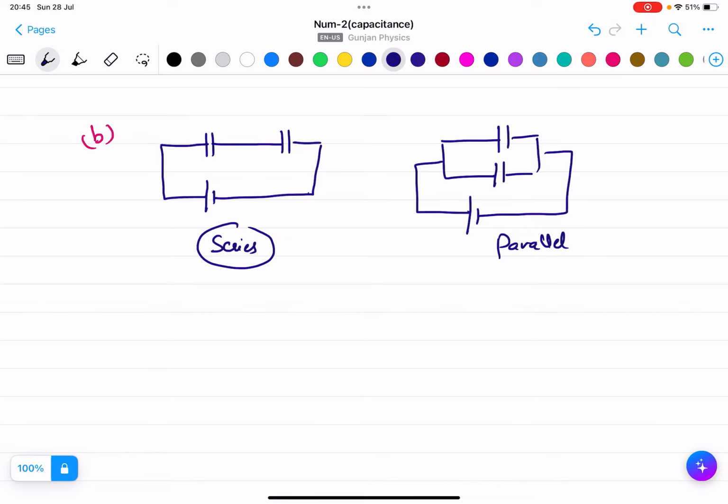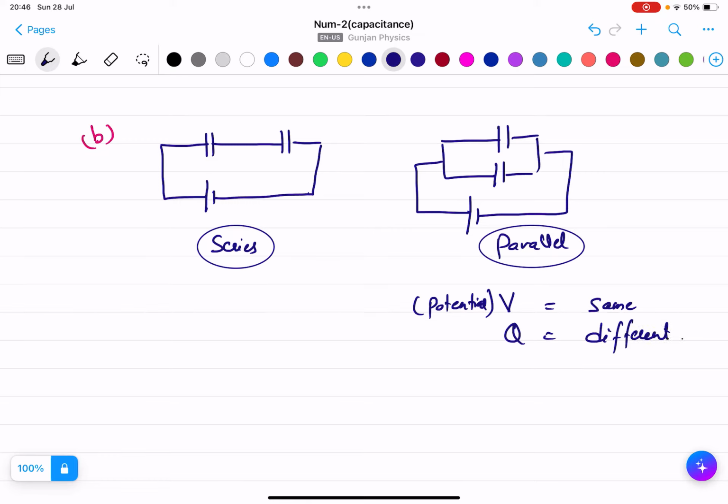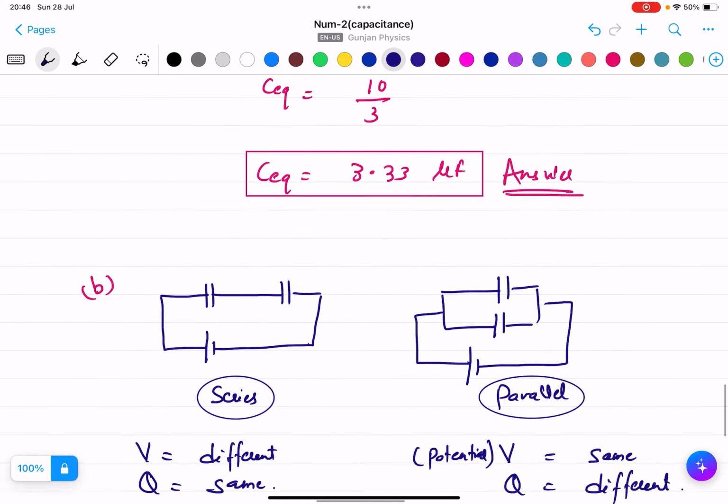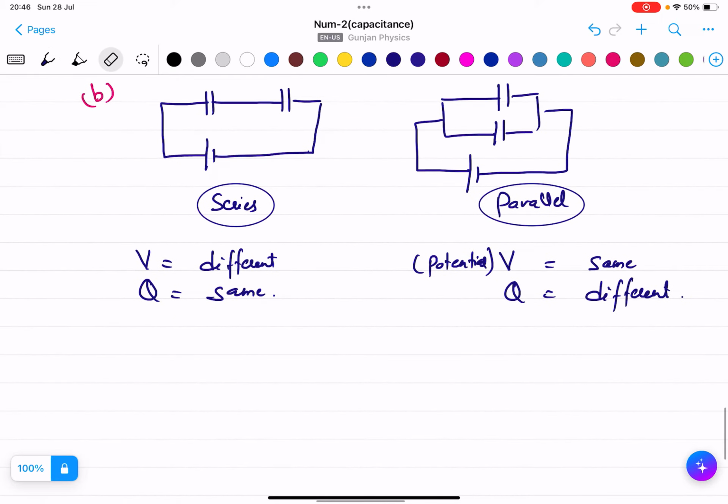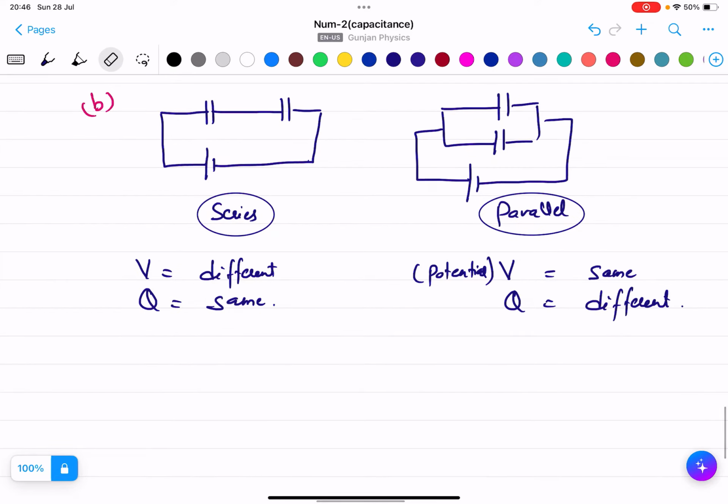Always remember, when you see the parallel, the potential is the same and the charge is different. In series, it's opposite: the potential is different, but the charge is the same. We will use this here. Now, in this case, for the charge on each capacitor, 3 and 6 are in series, so Q will be the same. But in parallel, Q is different.